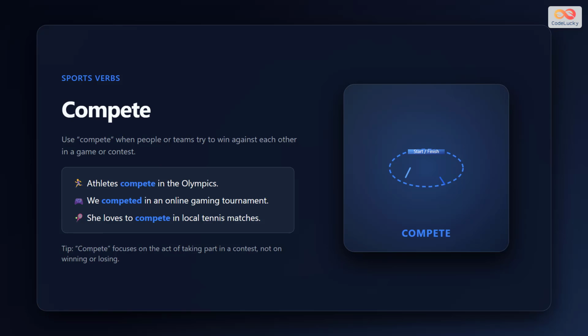The word compete means to take part in a contest or try to win against others. It focuses on participation and effort, not just victory. For instance, athletes compete in the Olympic Games. We competed in an online gaming tournament. She loves to compete in local tennis matches. Compete describes being in an event where people test their skills or performance against others. It is about challenge and effort.